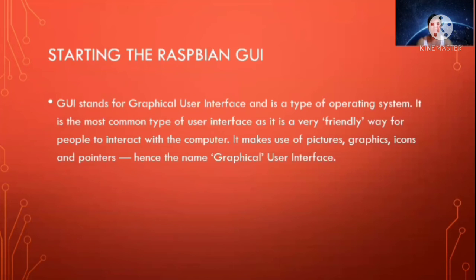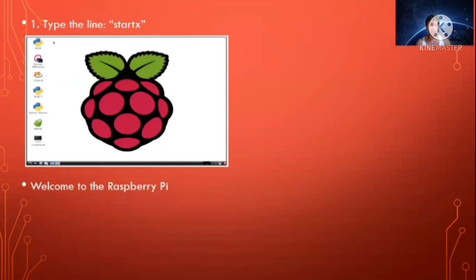So starting the Raspbian GUI. GUI stands for Graphical User Interface and is a type of user interface. It is the most common type of user interface as it is a very friendly way for people to interact with the computer. It makes use of pictures, graphics, icons, and pointers, hence the name graphical user interface. So type the line startx. Welcome to the Raspberry Pi. So this is what will appear on your screen.